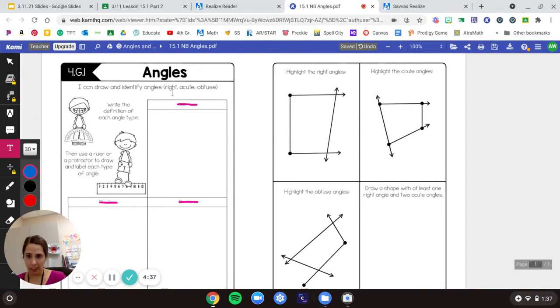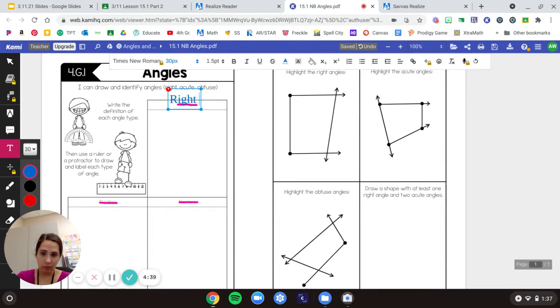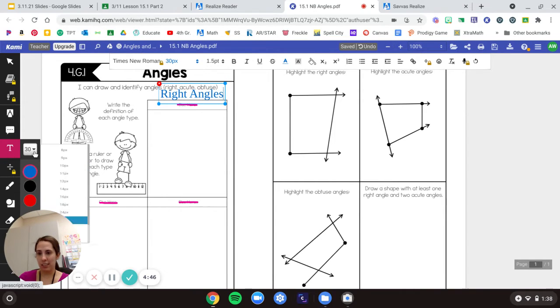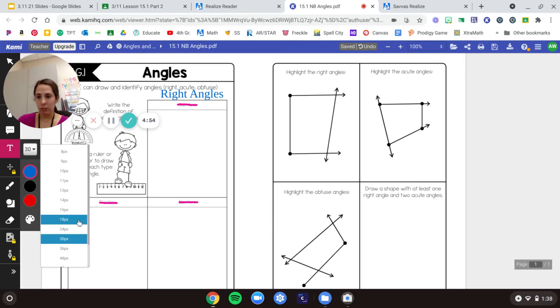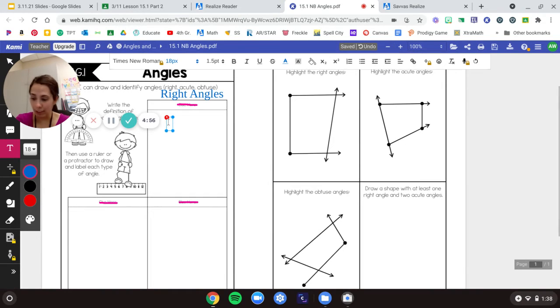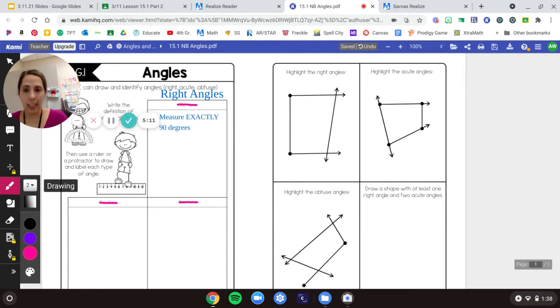Our first kind of angle we're going to talk about are right angles. Right angles have to have this. All right, let's see. I'll move this guy up. Okay. Right angles are angles that measure exactly 90 degrees. So to be a right angle, it has to be exactly 90 degrees.